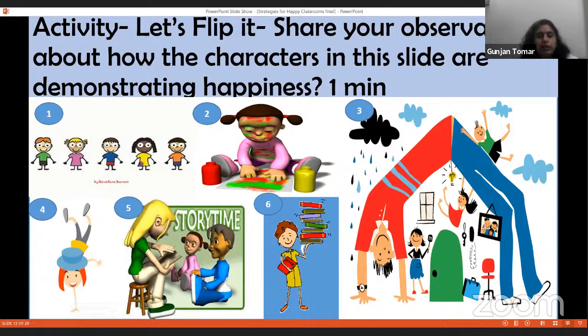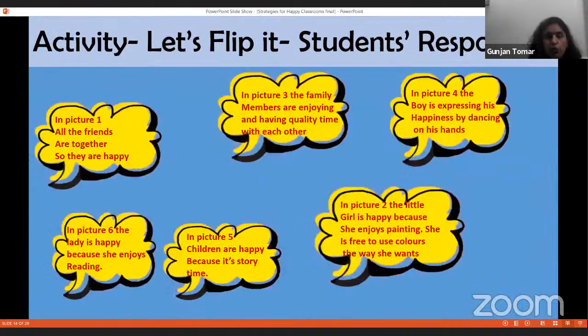Picture number one had 4 or 5 children standing. Picture two had a girl who was painting something. The third picture, I think, was a picture of a family. Fourth was a dancing girl or a boy, fifth was story time, and sixth was a lady holding books. So I told them each and every one has been very thoughtfully picked, and each and every one is depicting happiness. This was their response.